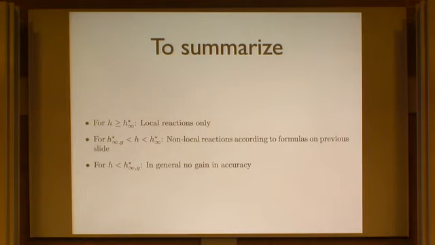So to summarize, for H greater than this H star infinity, we have local reactions only. For H between these two, we have non-local reactions according to the formulas on previous slides. And for H smaller than this, generally we don't gain anything by going down here, so there's really no point.